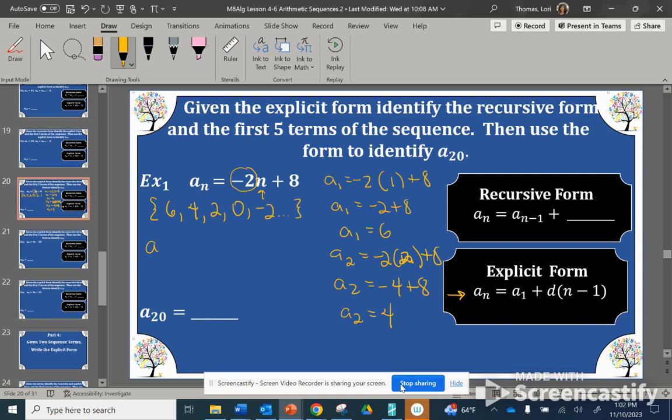Now let's use the explicit form, the condensed version, to find the 20th number. So I'm going to plug in 20. We're going to distribute or multiply to get negative 40. And our 20th term is going to be negative 32.